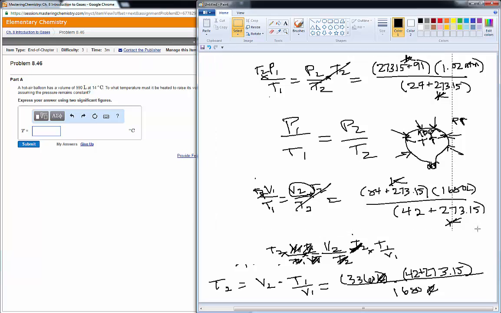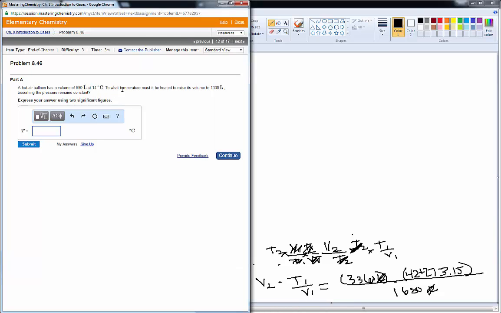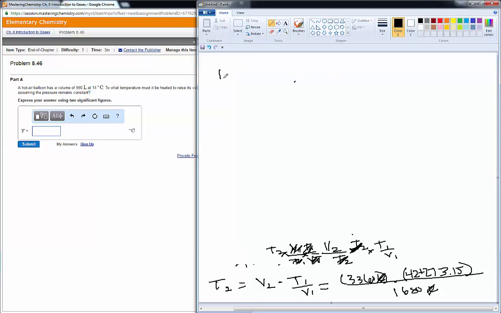So this next problem is also a Charles's Law problem, looking at a hot air balloon. And they give us the initial volume and the initial temperature, and they want to know the final temperature if we're given the final volume. So again, V1 over T1 equals V2 over T2. They're looking for the final temperature. So we did rearrange that, and we determined that T2 is V2 times T1 over V1. It's just algebra.